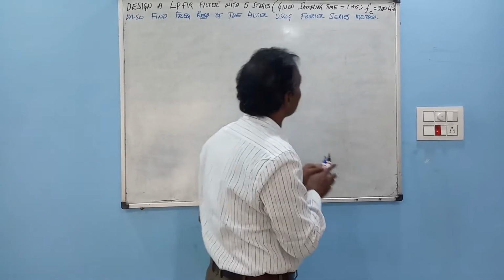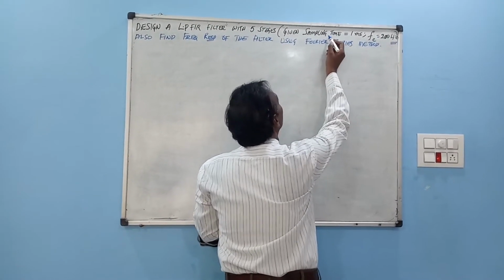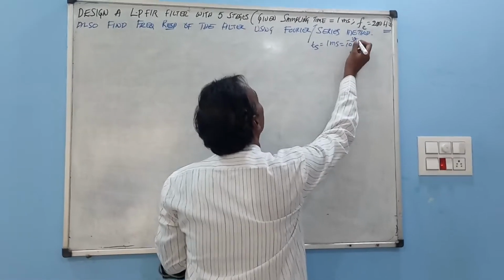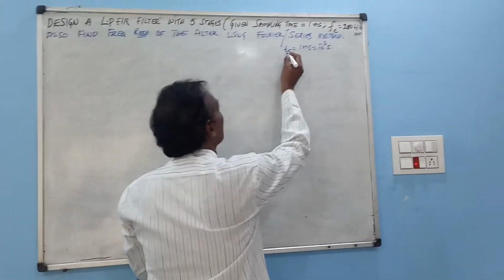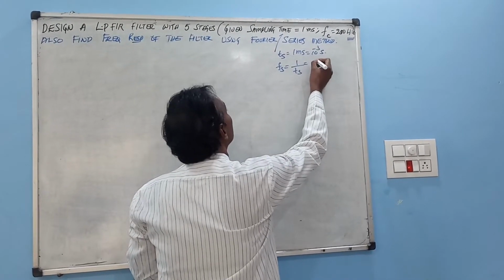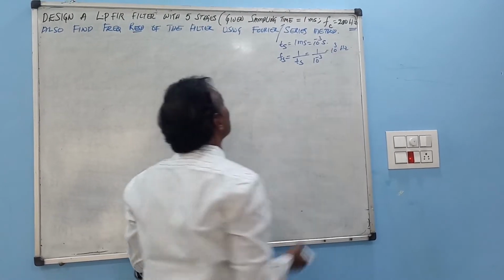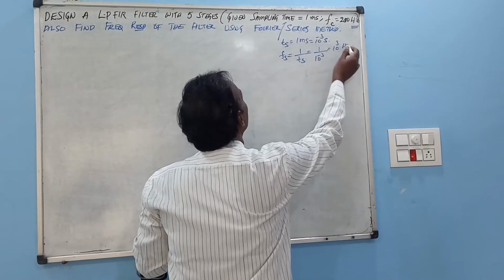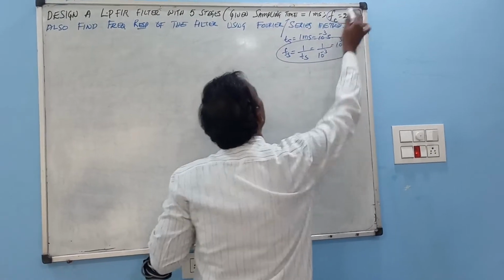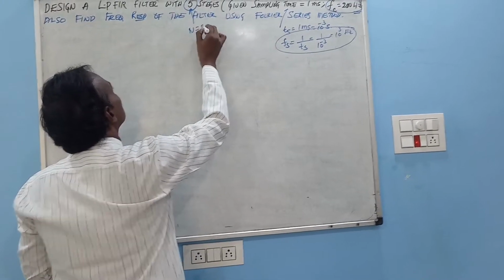Now what do we understand? Since it is in hertz, it is linear frequency, and sampling time is 1 millisecond, that is 10 power minus 3 seconds. Now we know sampling frequency is the inverse of sampling time, that is 1 by 10 power minus 3, that is 10 power 3 hertz. So from the sampling time we found the sampling frequency, we have the cutoff linear frequency, and the number of stages is 5, so N is equal to 5.